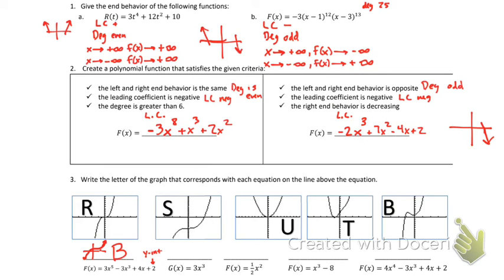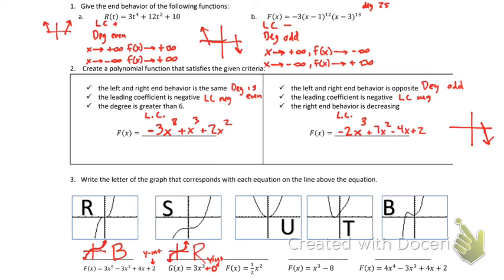All right. Same thing here. Leading coefficient is positive. So that means my right side's going up. My degree is odd. That means my left side does the opposite of my right side. So it's going down. And my constant, which is the guy without the variable, since it's not there, it's really 0. So that means my y-intercept is 0. So it goes right through the 0 line. Which one's doing that? It's R.